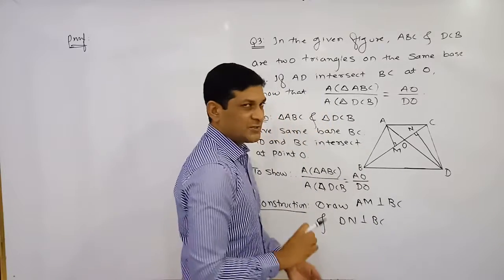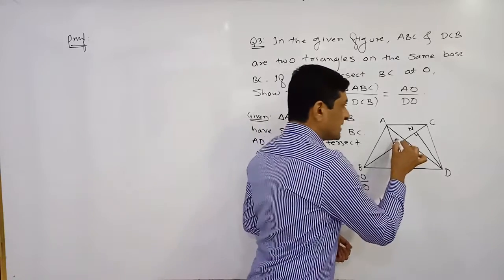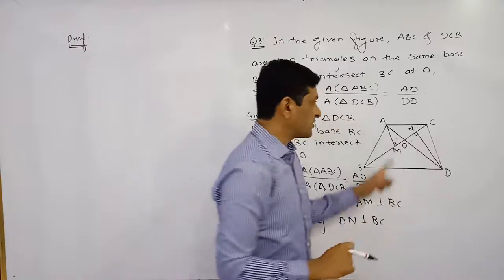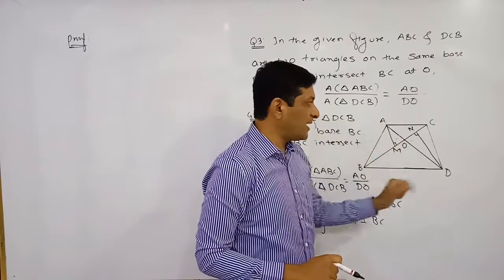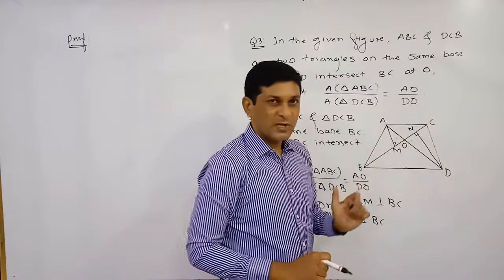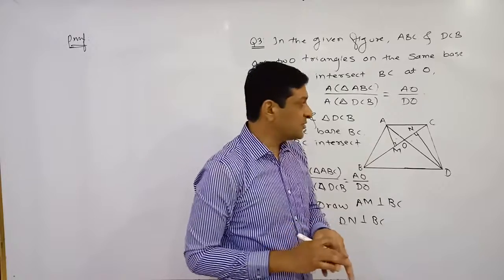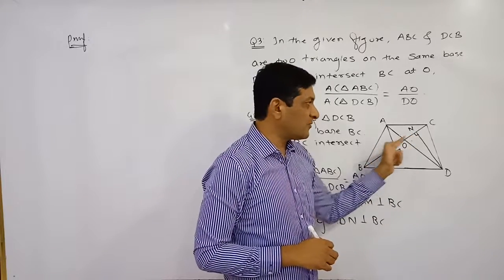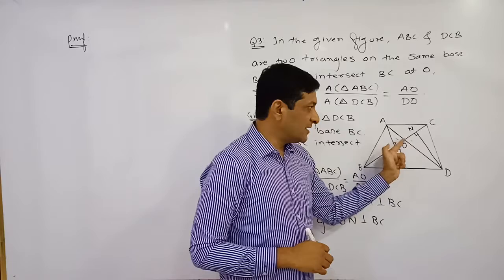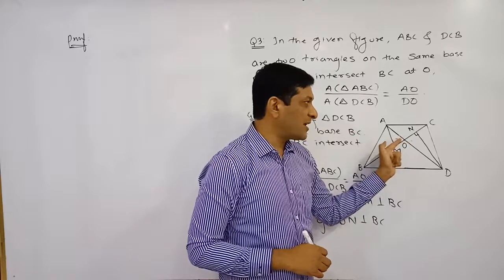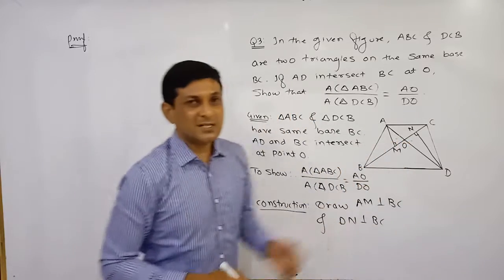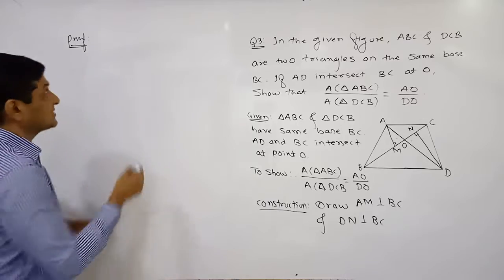Now first we are trying to show that these two triangles are similar, which means triangle AOM and DNO. So easily we are able to show that these two triangles are similar. One angle is of 90 degrees, and the second angle is equal because these two are vertically opposite angles. Let us try to show that these two triangles are similar.